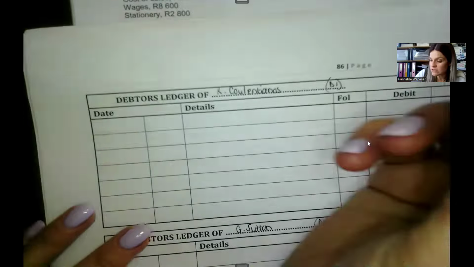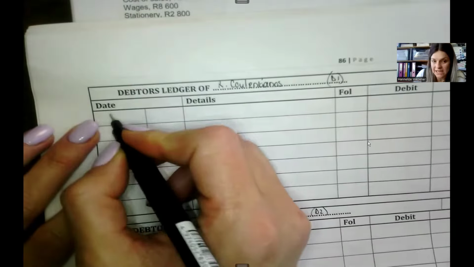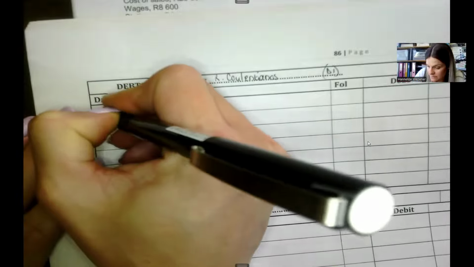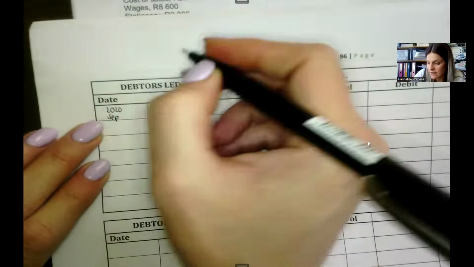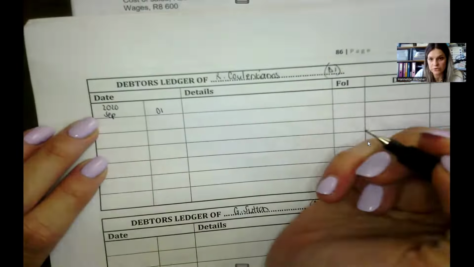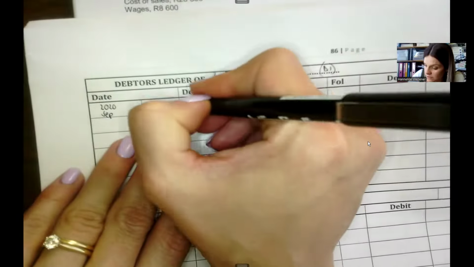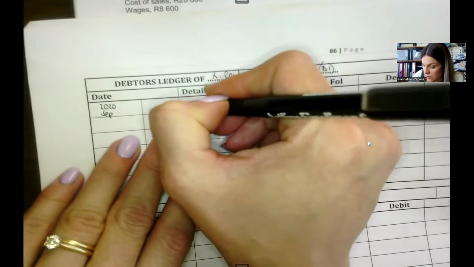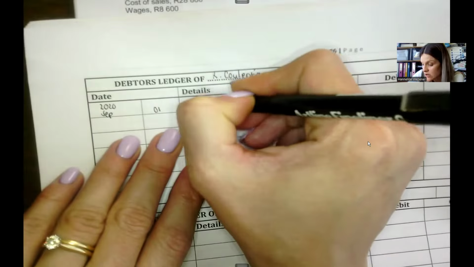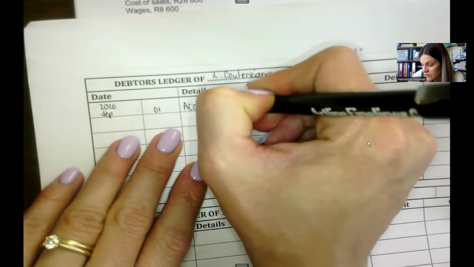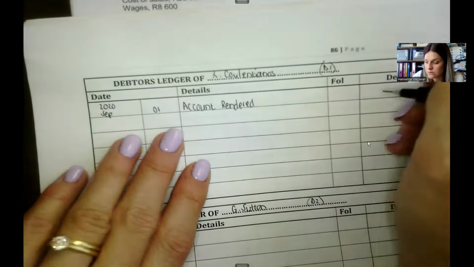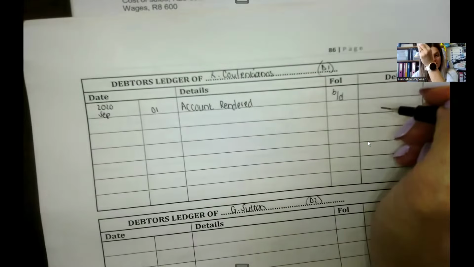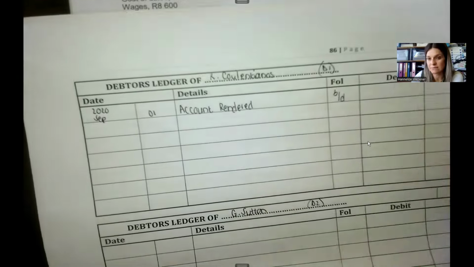Just like with our general ledger, the debtors ledger will also start with a balance. So we are going to say that the date is September 2020. It's the year and the month, and it's on the first day that we saw this balance. In the debtors and creditors ledger, we call that account rendered. If you say balance, that's fine as well. So it's account rendered, brought down. In other words, the balance that I brought down from the previous month.